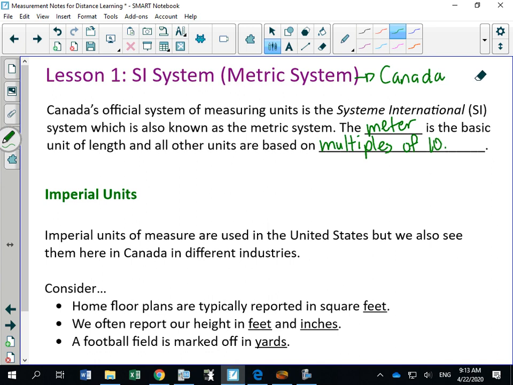So for example, 1 meter is equal to 100 centimeters. That would be a multiple of 10. The imperial system, that is what the system that is used in the US.